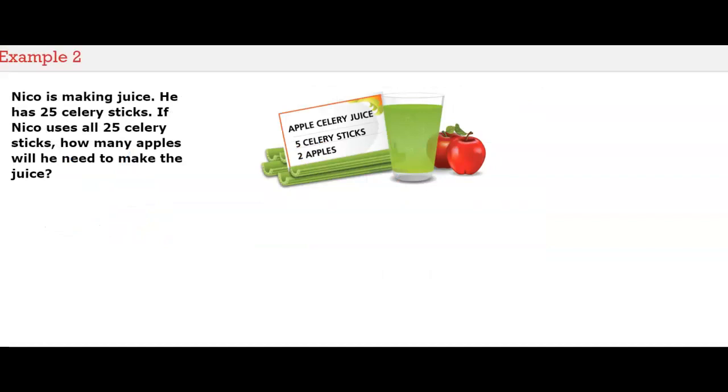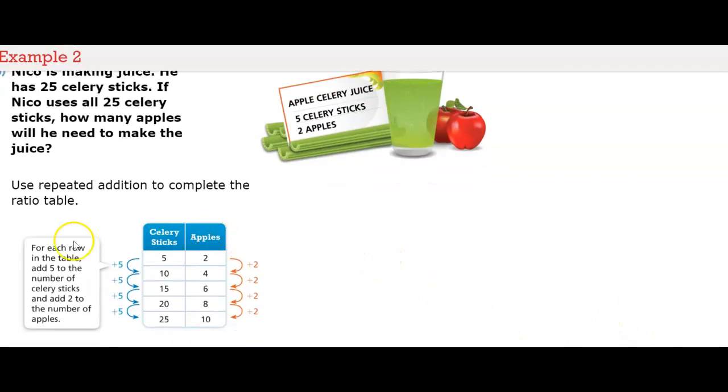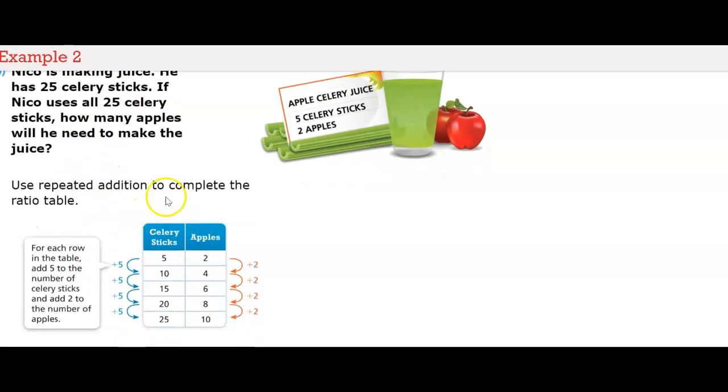Nico is making juice. He has 25 celery sticks. If Nico uses all 25 celery sticks, how many apples will he need to make the juice? Use repeated addition to complete the ratio table. So they've done that for us. We have 25 celery sticks he wants to use. Then it says he has 5 celery sticks for 2 apples.